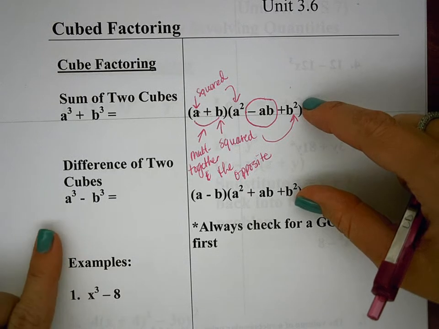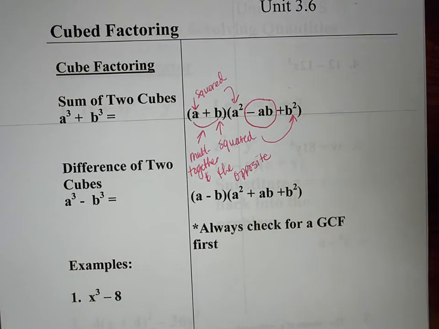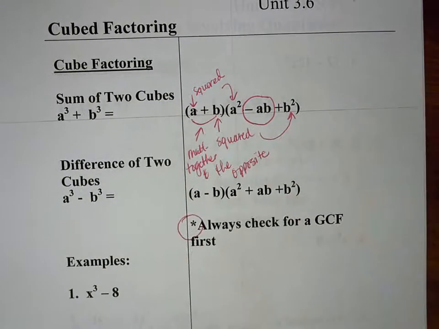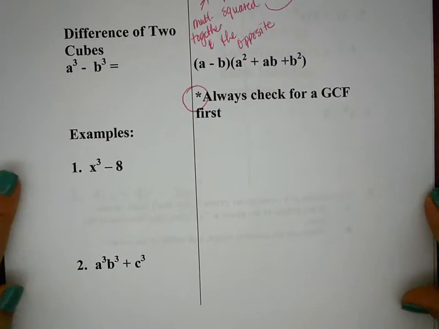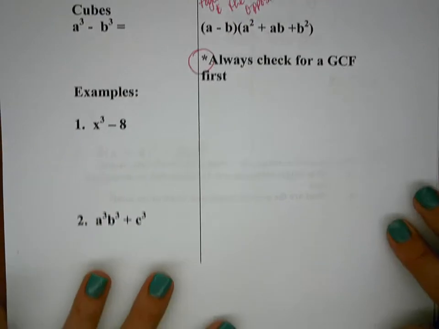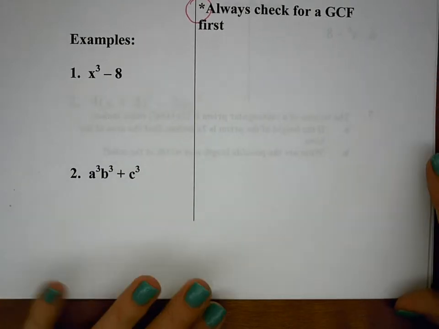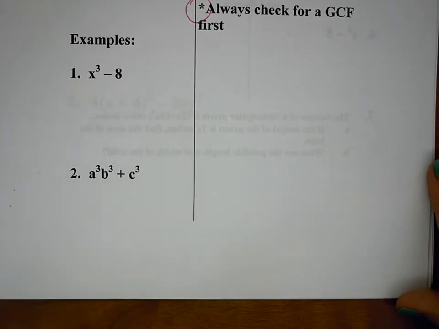Okay, so let's go ahead and get started. And one key thing, we always check for GCF first. No matter what, whenever we're factoring, always check for GCF first. So, example 1. Here, always check for GCF. There isn't one, so that's your first thing.